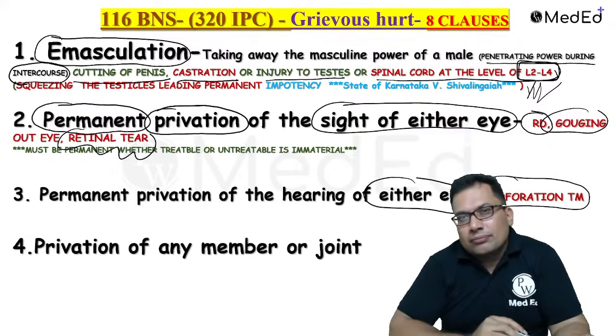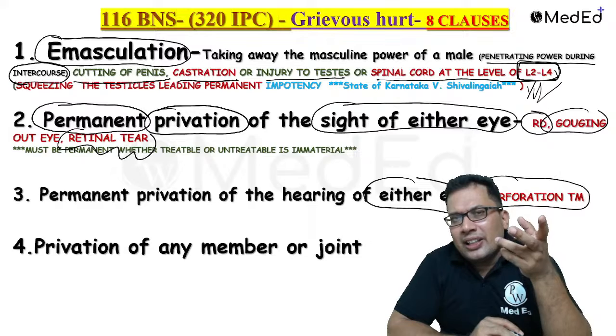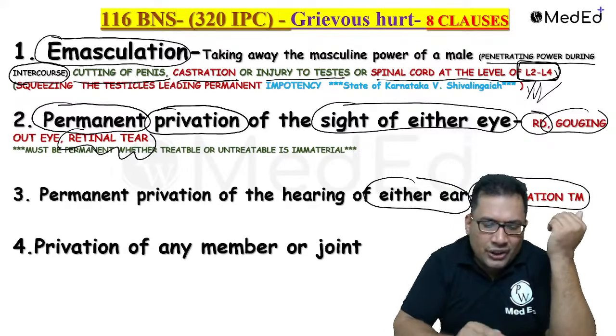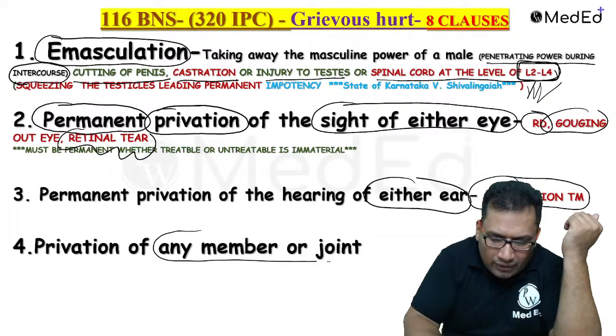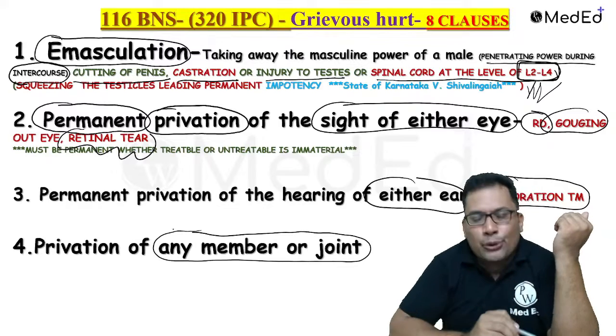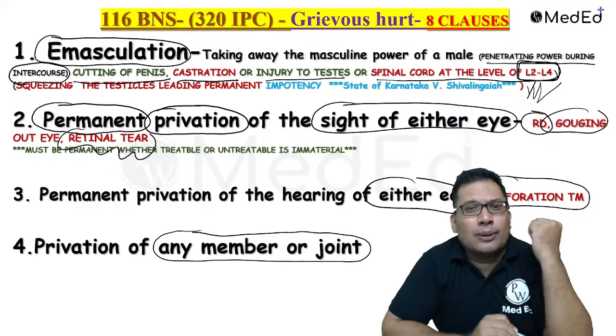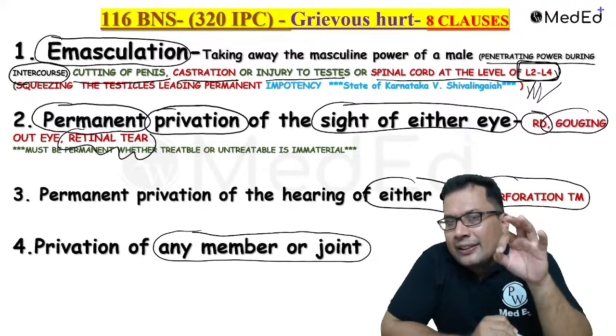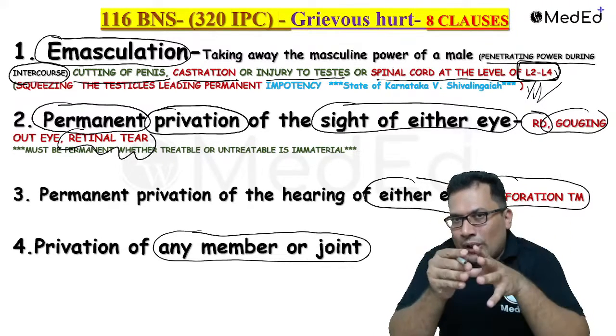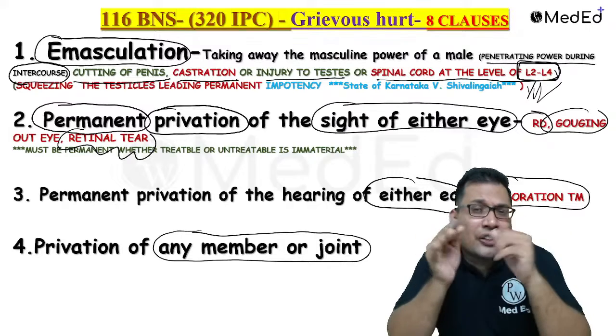Clause number 4. Remember, it is related to the member: privation of any member or joint. Again, a Viva question can be asked: what do you mean by member? Member means it is a part of the body which has a distinct function.